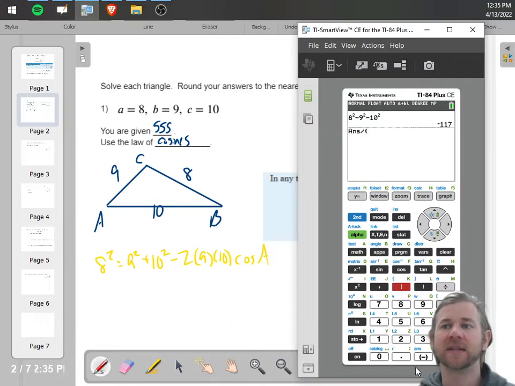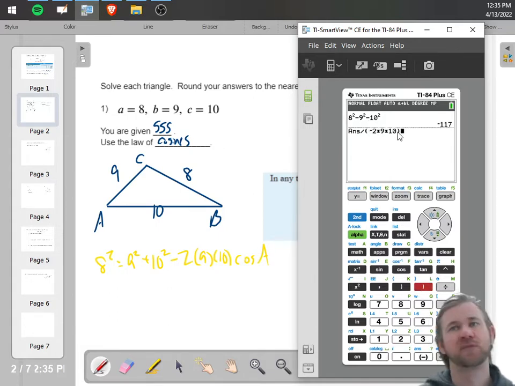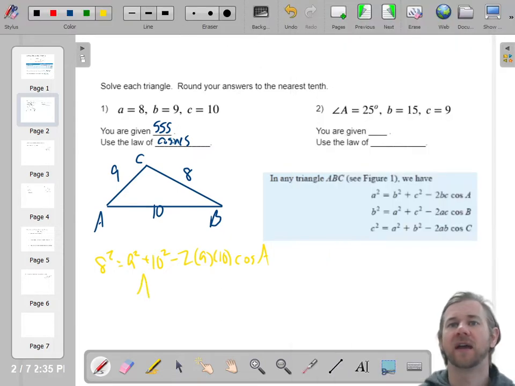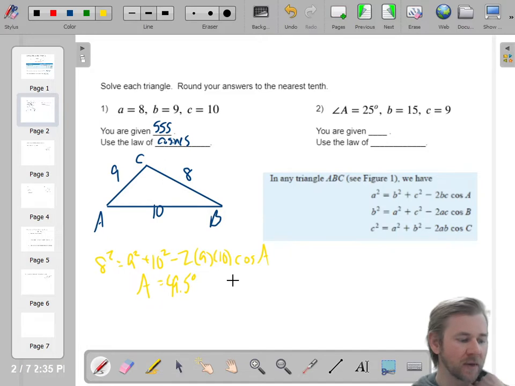But if you type it in one step, negative 2 times 9 times 10, you can go ahead and just put in parentheses, and you don't have to know that it's 180. Just type it in parentheses and divide. And that's the cosine of A. If that's the cosine of A, then you find the inverse cosine of that, and A is 49.5 degrees. If you can do it once, you can do it over and over again. You just have to learn how to type that in.